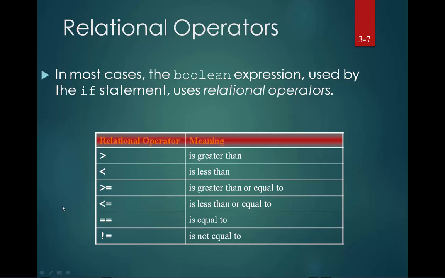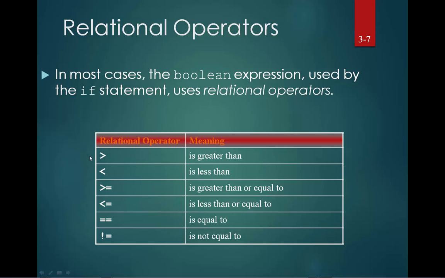So you probably are familiar to some extent with these symbols, but let's go through them quickly. These are binary operators, meaning that there are two operands, one on either side of these operators.